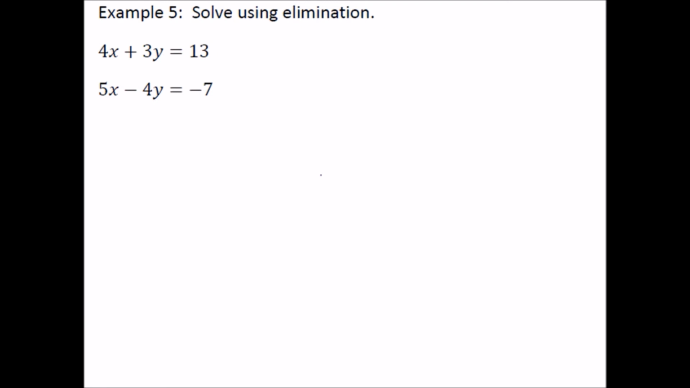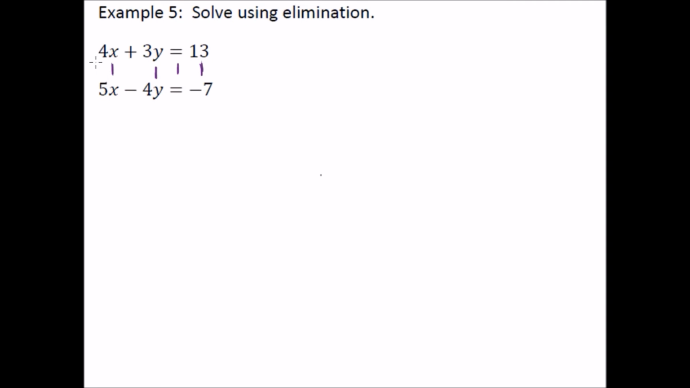So let's solve this one using elimination. Let's check that the variables are stacked. So the x's are on top of one another in the same order as the y's, the equal signs, and the constants. Okay, great. Now, 4, 5, 3, 4. Here's the issue. The x's are not the same, and the y's are not the same. And then the other issue is that the x's aren't multiples of one another.